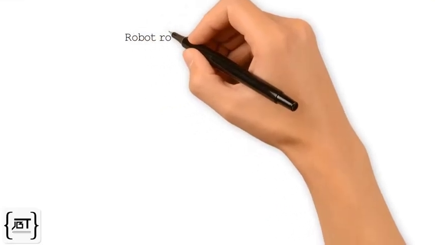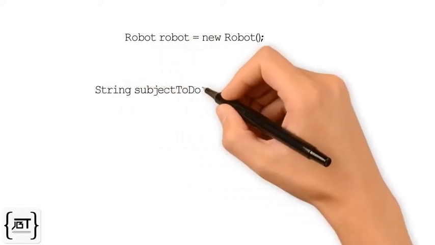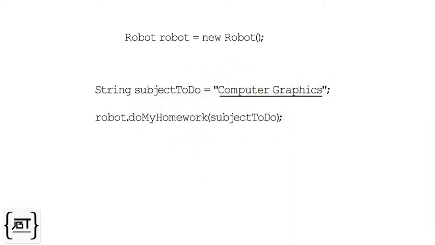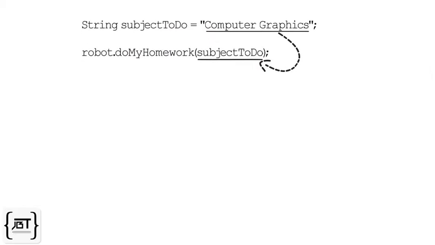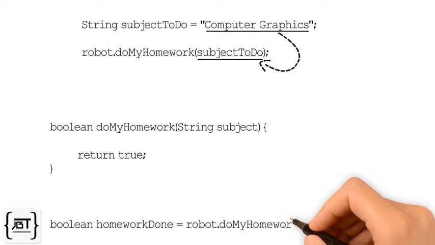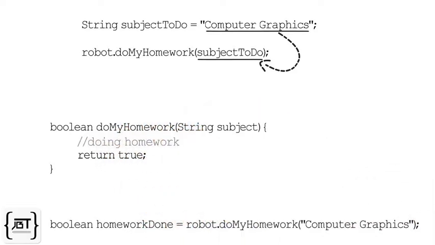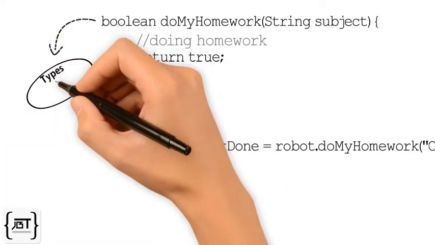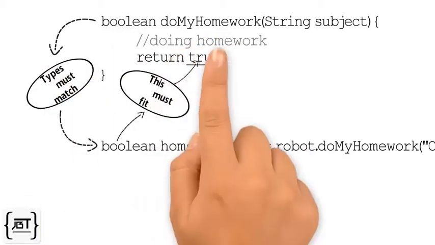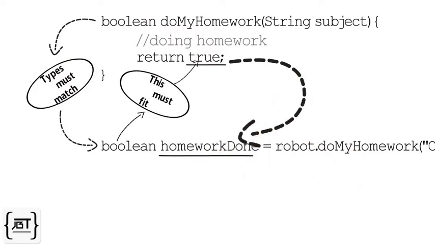Now let's call this method. First, we need to create an object of the robot class and assign it to a reference variable. Then call the method and pass a value for the parameter. The parameter subject is replaced with the string "computer graphics". When the robot successfully completes the homework, it will return a value of true, which can be captured in a Boolean variable. If we declare a method to return a value, we must return a value of the declared type. The value returned from the method will be copied to the variable homeworkDone.